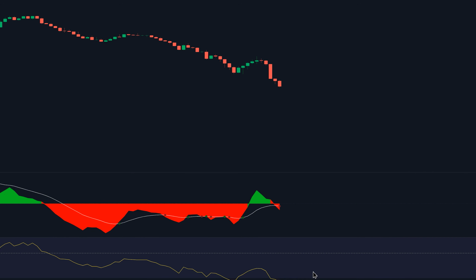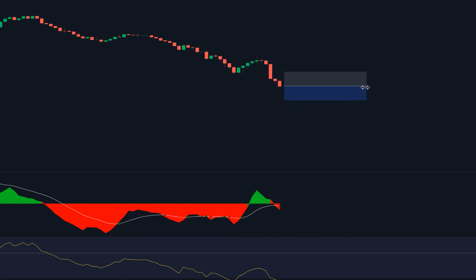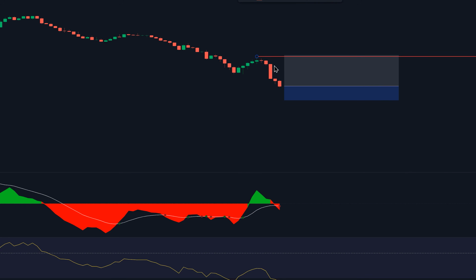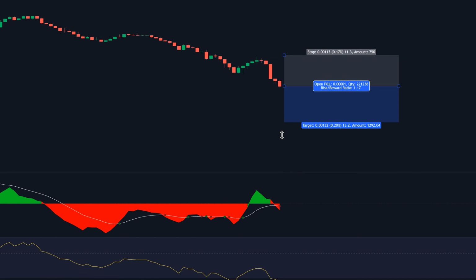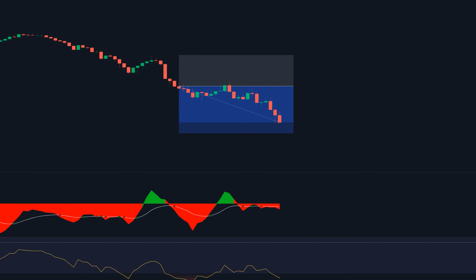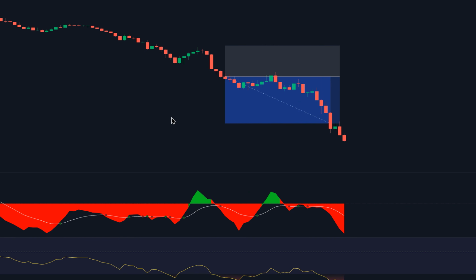All our entry conditions are met on this candle, so we're going to take a short position. The stop loss goes right above the most recent swing high. For the take profit, we're going to go with 1.5 times the risk. Letting the trade run, and it was profitable. Now, this is just one of the methods of trading with this indicator.